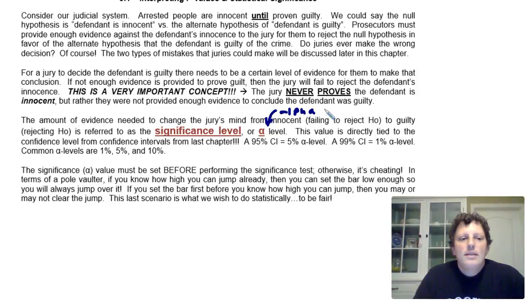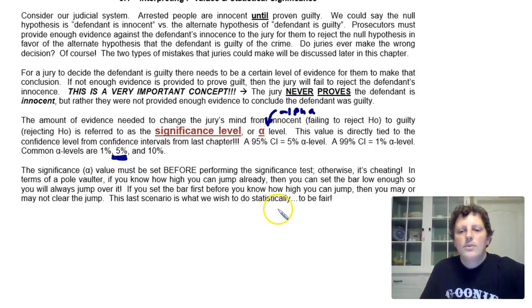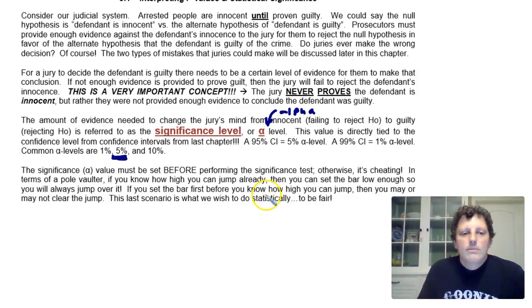Now, this value is tied to the idea of a confidence level that we talked about for confidence intervals in our last chapter. A 95% confidence interval would have a 5% alpha level. A 99% confidence interval would have a 1% alpha level. I think you can see the interplay between them. You can set your alpha level anywhere you want, to be honest. Very common alpha levels are 1%, 5%, 10%, but the most common that we see, more than any other, is the one used in scientific journals.